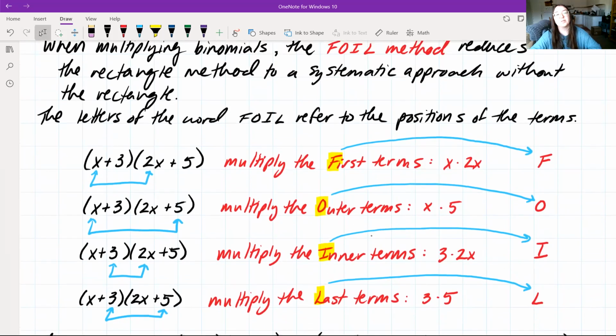So FOIL stands for first, outer, inner, last. First terms, outer terms, inner terms, last terms. So that's how we write up FOIL. And this is the same method that we're using when we use the rectangle method. It's just that we're not actually drawing a rectangle.